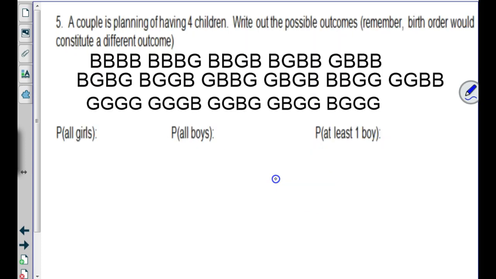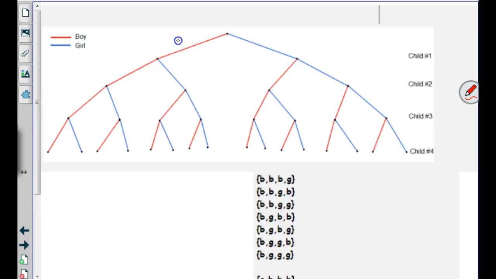All right, this question gets far more complicated. It says a couple is planning, I think that should say on having 4 children. Write out the possible outcomes. Remember, birth order would constitute a different outcome. So you could do a tree diagram. Does this look like great fun? Okay, so it has girls are blue and boys are red, just to confuse me. But it says the first child, you could have blue or red. And then the second child, well, if you had a red, you could get a blue, or you could have a blue and get a red, etc.